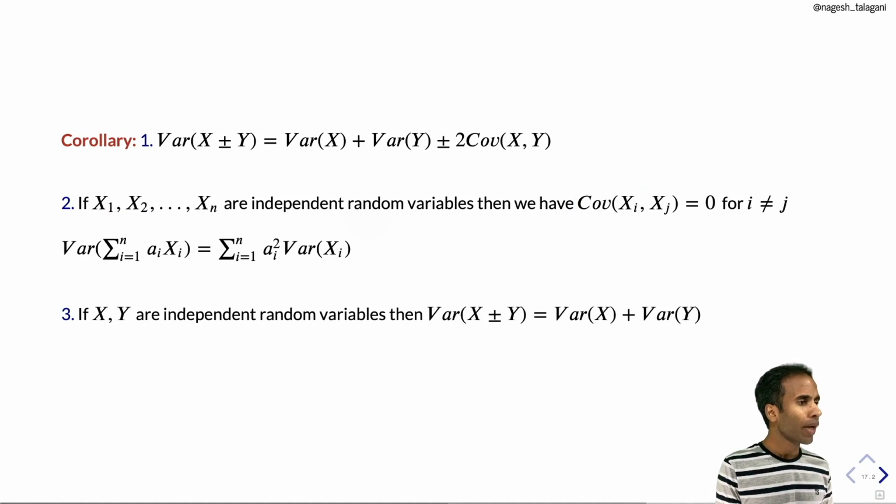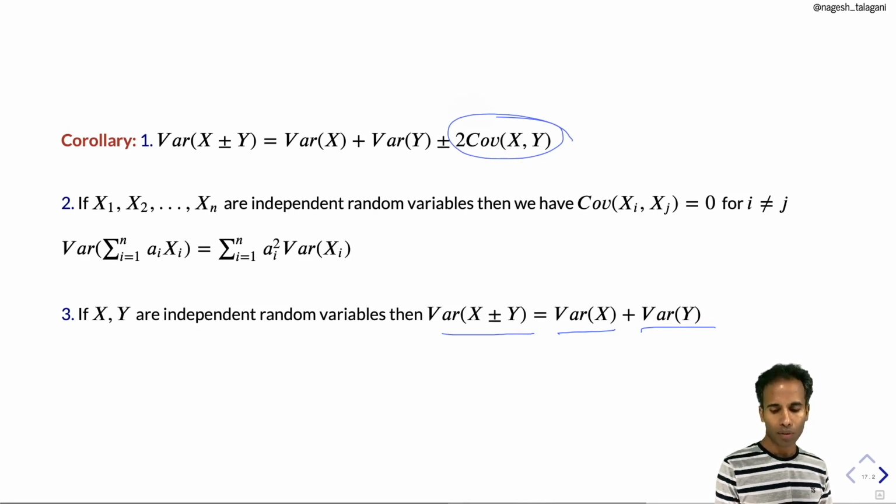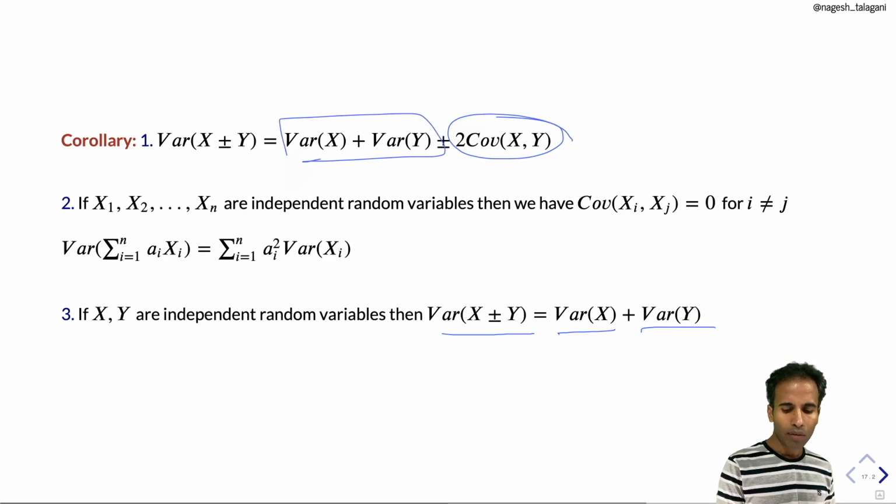Next, if x and y are independent random variables, then the variance of x plus or minus y is the same as the variance of x plus the variance of y, because the covariance of x and y will be 0 when x and y are independent. So whether it is the variance of x plus y or the variance of x minus y, both will be equal to the variance of x plus the variance of y.